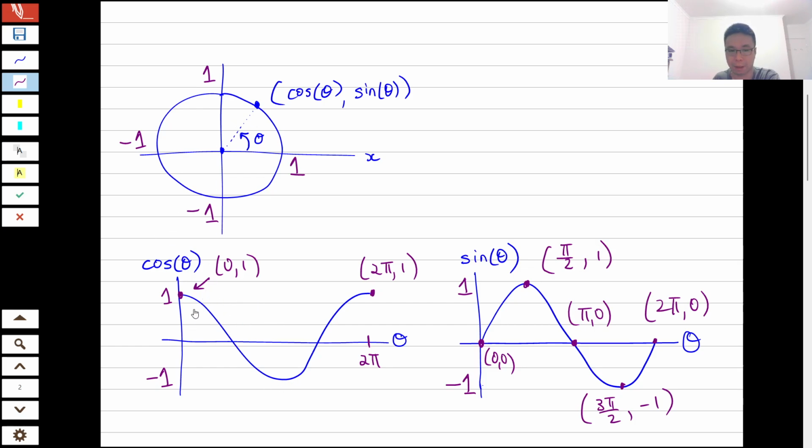Now, for cosine, the halfway point between theta equals 0 and theta equals 2 pi is going to be pi. And a quick check of the unit circle tells us that when I'm at this point here, the x value is -1. So the graph passes through (pi, -1), and the halfway point between cosine equals 1 and cosine equals -1 will be at pi on 2 and 3 pi on 2.